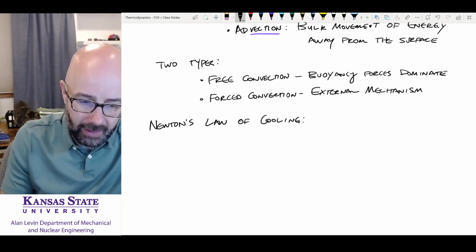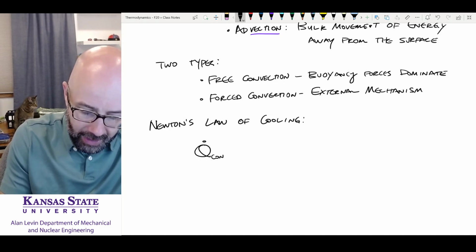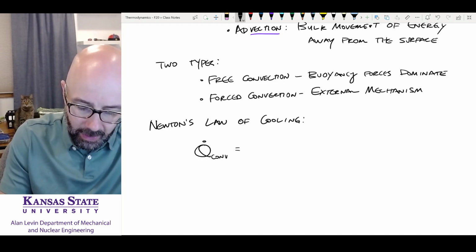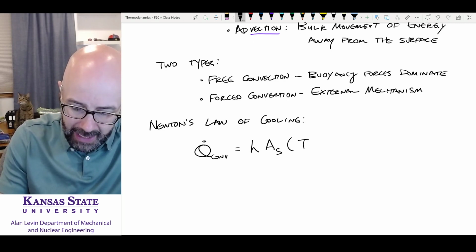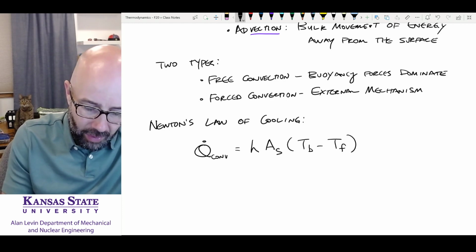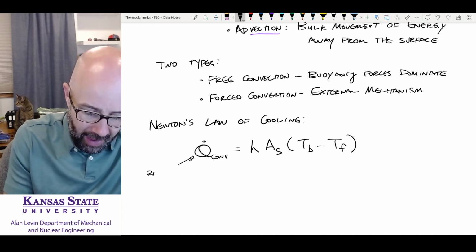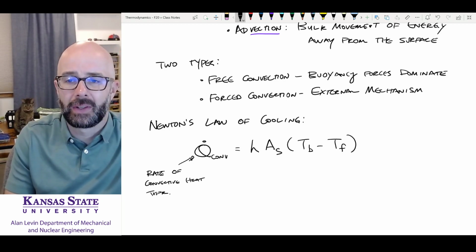Newton's law of cooling, again, we're going to provide it to you. Q dot convection is equal to hA, the surface area, times (T_b minus T_f). What does this mean? Well, of course, this is going to be the rate of convective heat transfer.